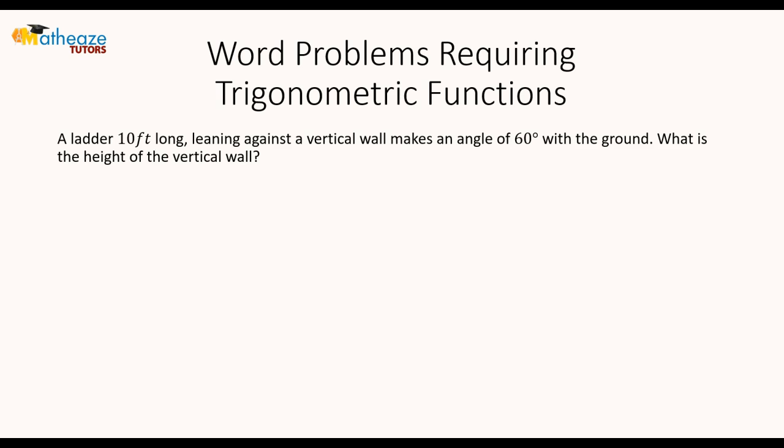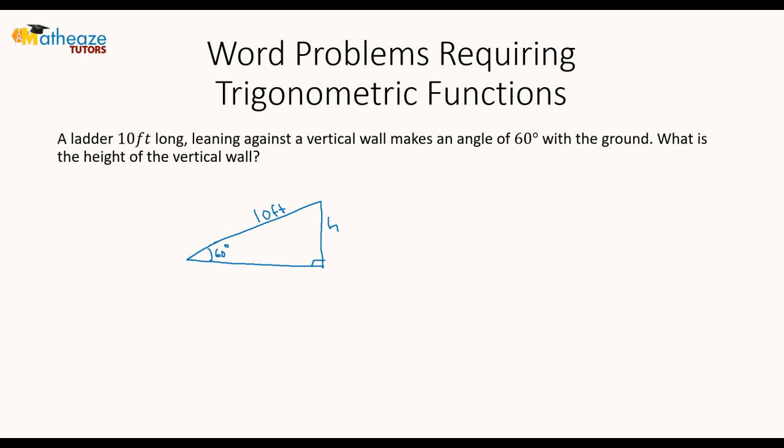So we're told here a ladder 10 feet long leaning against a vertical wall makes an angle of 60 degrees with the ground. What's the height of the vertical wall? So we're going to take a look at a diagram that represents this word problem. So we have a ladder that leans against a vertical wall. So this is our vertical wall. So the ladder leans against it, and the ladder has a length of 10 feet. And it makes an angle of 60 degrees with the ground, and we're looking for the height of the wall.